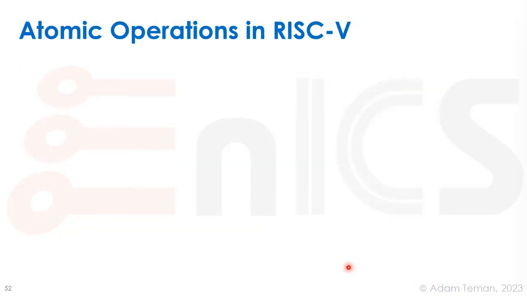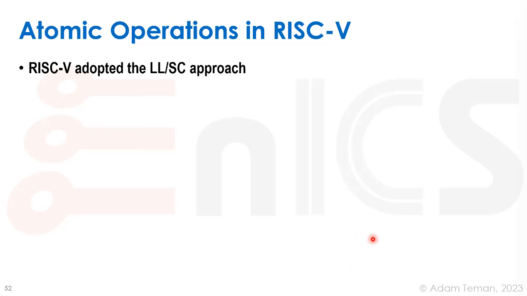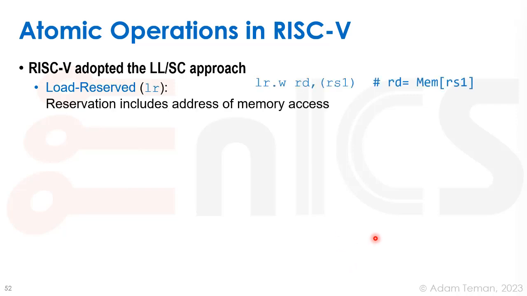So how is this done in RISC-V? RISC-V does adopt this load link store conditional approach, though they call it load reserved. So a load reserve is an operation like this. What it does is it loads the memory content that is at RS1, so this indirect type of addressing, into RD. So it's going to just do a regular load over here.